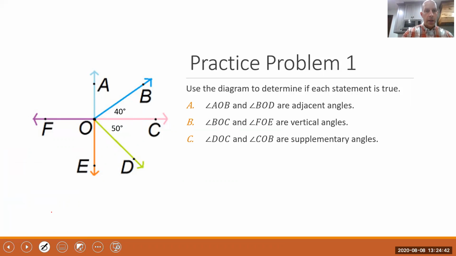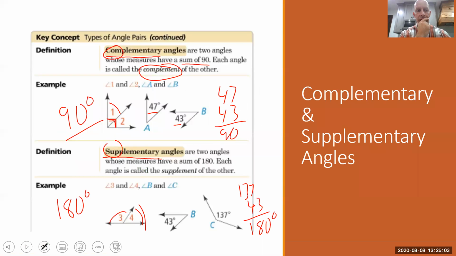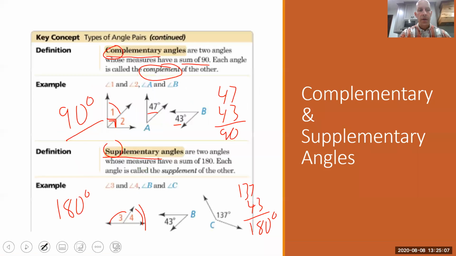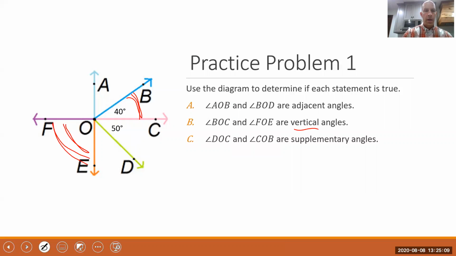Angle BOC and angle FOE. That's this guy here. Angle BOC and angle FOE. Those are those two angles there. Are they vertical? Okay. Well, vertical angles, if we go back to the definition, vertical angles are two angles whose sides are opposite rays. Well, let's see here.